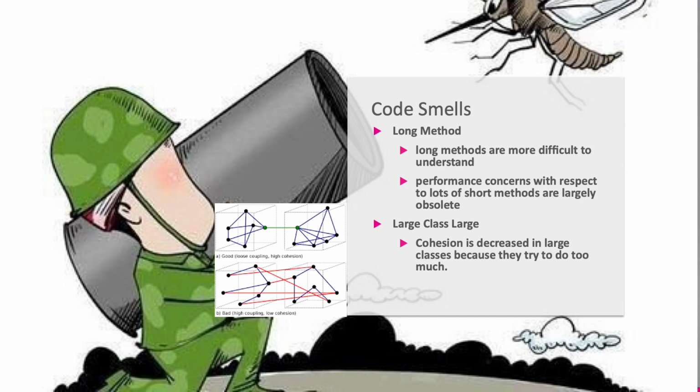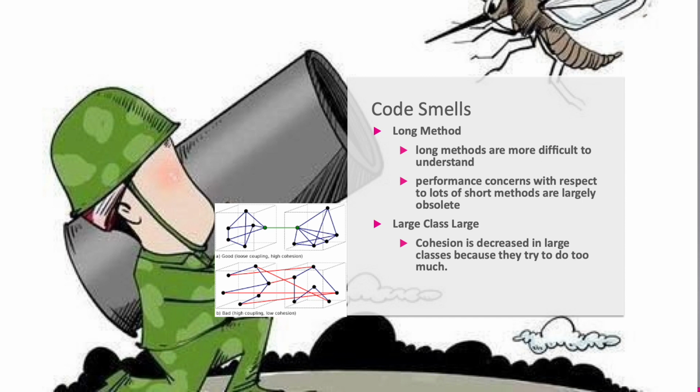As for large classes, they suffer from a similar problem. They attempt to do too much, resembling our soldier who is holding a cannon to deal with a tiny insect. When a class takes on excessive responsibility, it becomes difficult to maintain cohesion within the code. In other words, the class loses its clear and defined purpose, making it harder to manage and modify. It's like trying to juggle multiple tasks at once and struggling to give each one the attention it deserves.